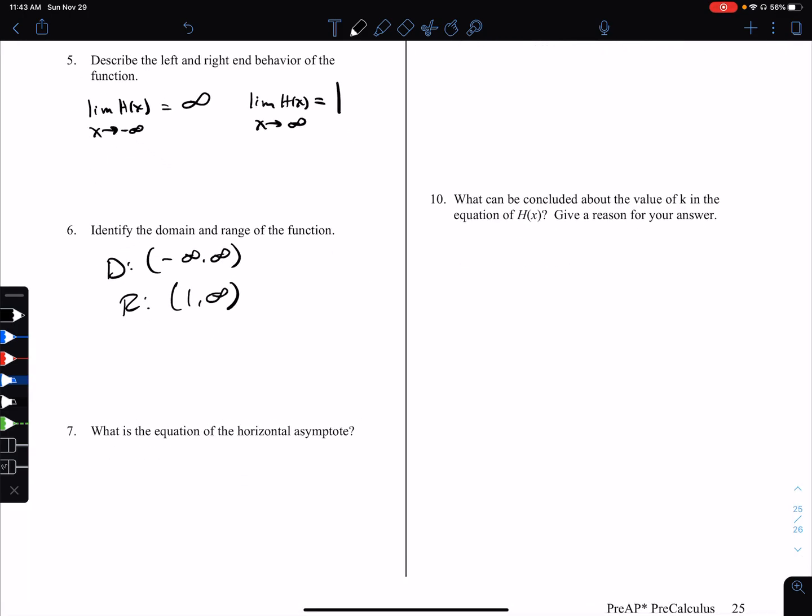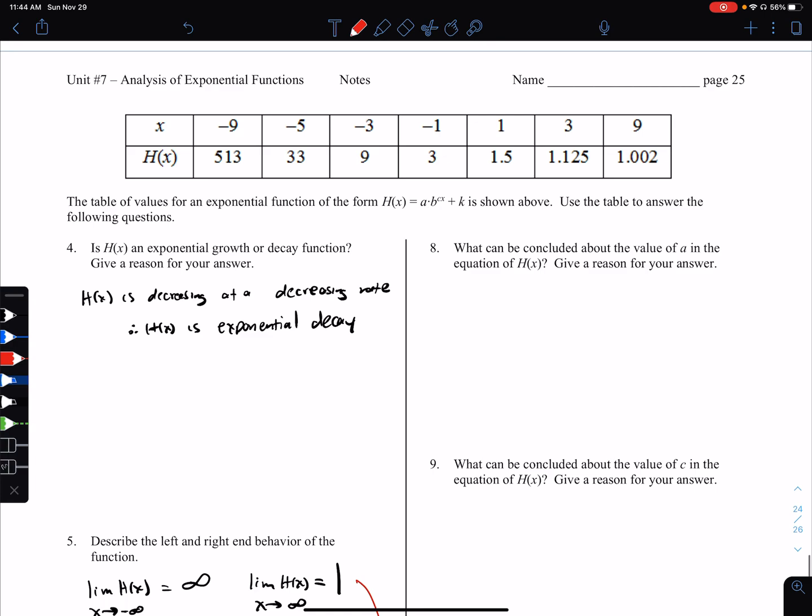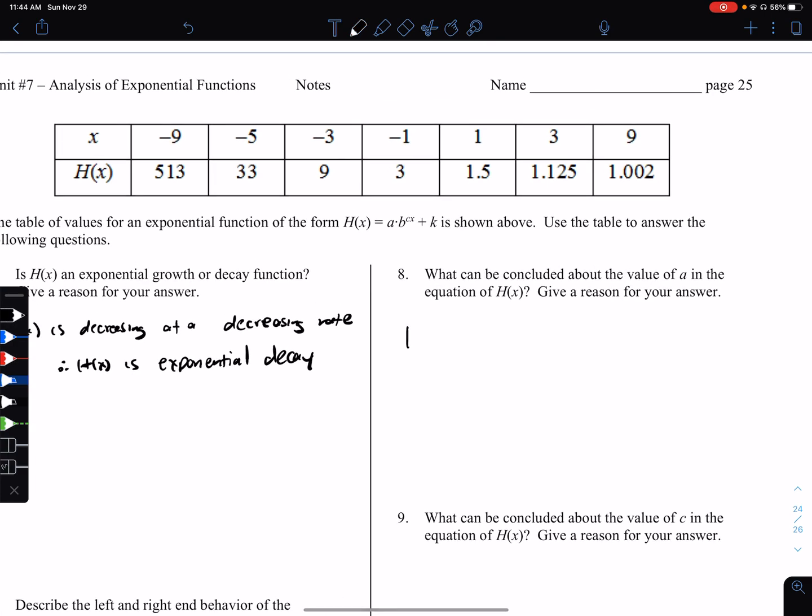What is the equation of the horizontal asymptote? Well, from right here, we can say that the horizontal asymptote is at y equals 1. What can be concluded about the value of a in the equation? Well, all of h of x's y values are above the horizontal asymptote of y equals 1. Therefore, a has to be bigger than 0.